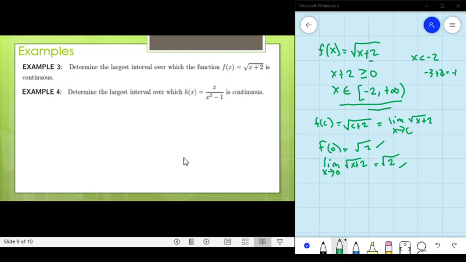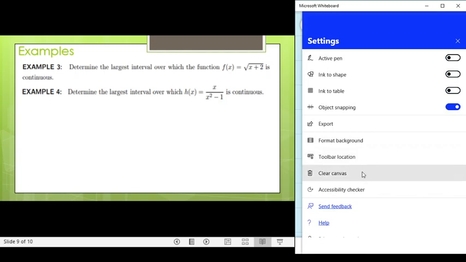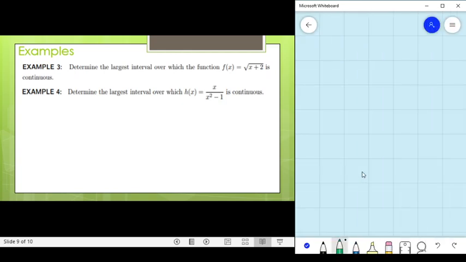Next is example number 4. We are to determine the largest interval over which h of x equals x over x squared minus 1 is continuous. So, let us observe that in this situation, the rational function h of x equals x over x squared minus 1 is not defined at x equals 1 and x equals negative 1. Because when we replace these values, 1 and negative 1, into x, the denominator becomes 0 and the function becomes undefined.